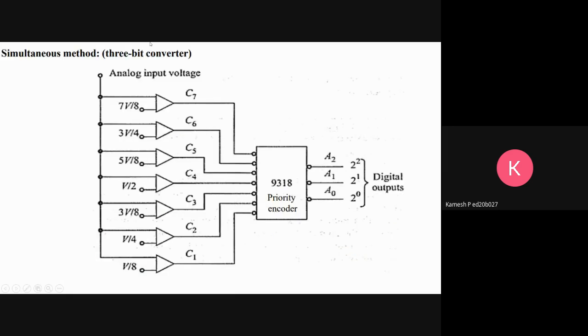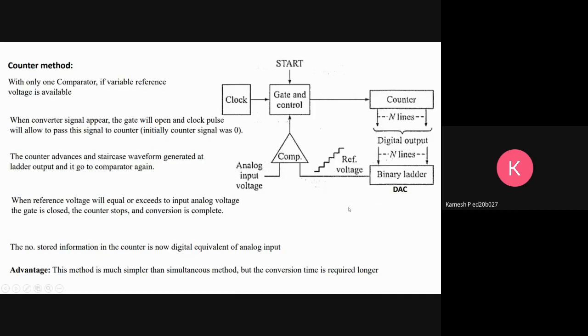And these comparators are connected to the encoders. In this case, a 3-bit converter is shown: V by 8, V by 4, 3V by 8, V by 2, 5V by 8, 3V by 4, 7V by 8. These 7 comparators are used to get the outputs A2, A1, and A0. Here, these are the digital outputs which we receive.